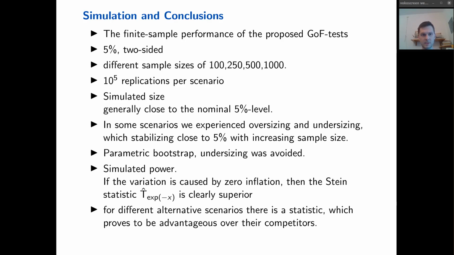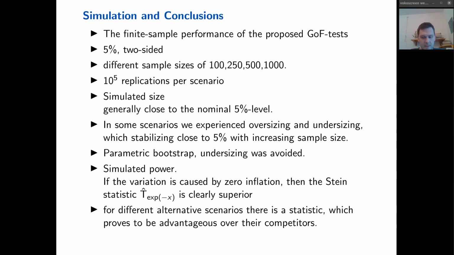Coming to simulation and conclusions, we have done two-sided tests with nominal level of 5%, different sample sizes, 10,000 replications per scenario. Simulated sizes were generally close to the nominal level of 5%. Some scenarios experienced oversizing and undersizing. We have done parametric bootstrap, in which undersizing was avoided.